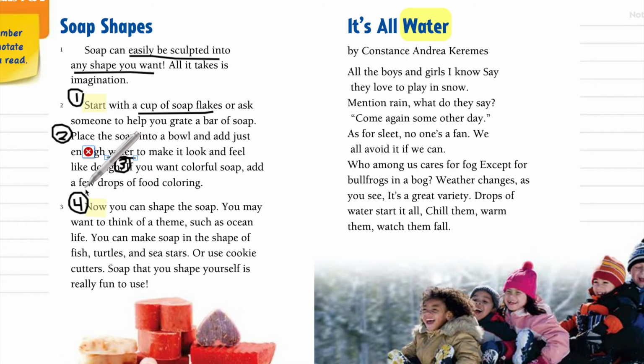And then also a few drops of food coloring. And we might need cookie cutters if we wanted to cut them into specific themed shapes. So those are going to be important details as I am working my way through this process. So if you have a bar of soap or some soap flakes at home, you could actually give this a try if you ask your parents.